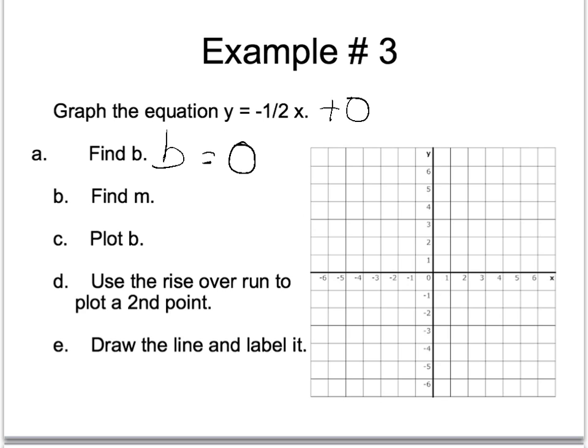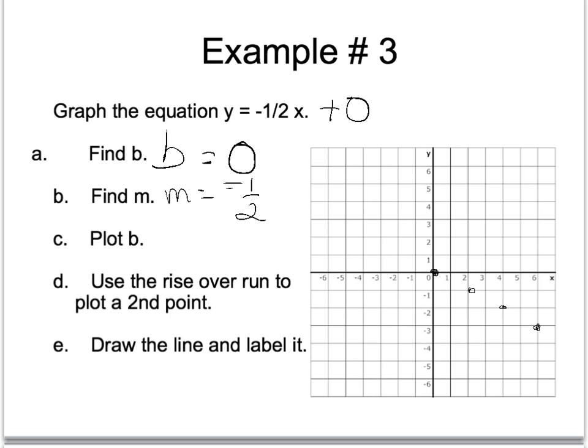So b equals 0, m is a negative 1/2, and now I'm going to plot b. So this graph is going to go through my origin at 0, 0. And I'm not rising because it's a negative 1/2. I'm actually falling 1 over 2, falling 1 over 2.